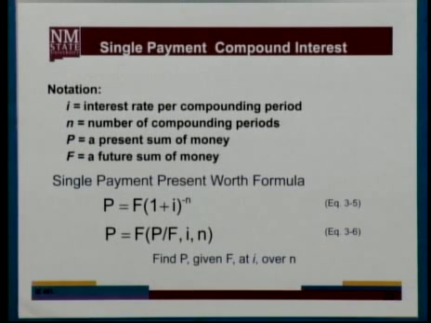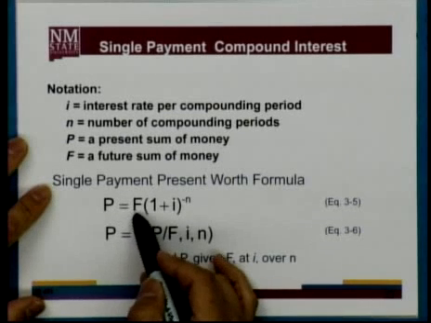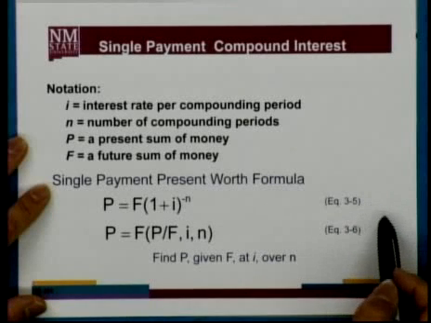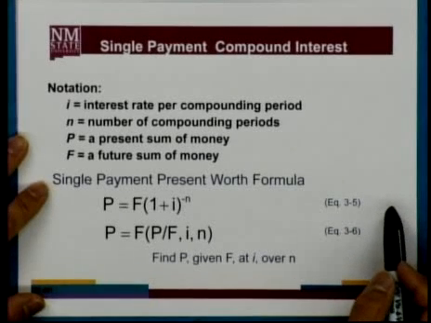Using the same notation, we can derive a compound interest factor to find a present sum P given a future sum F, like this. So this is called the single payment present worth formula.